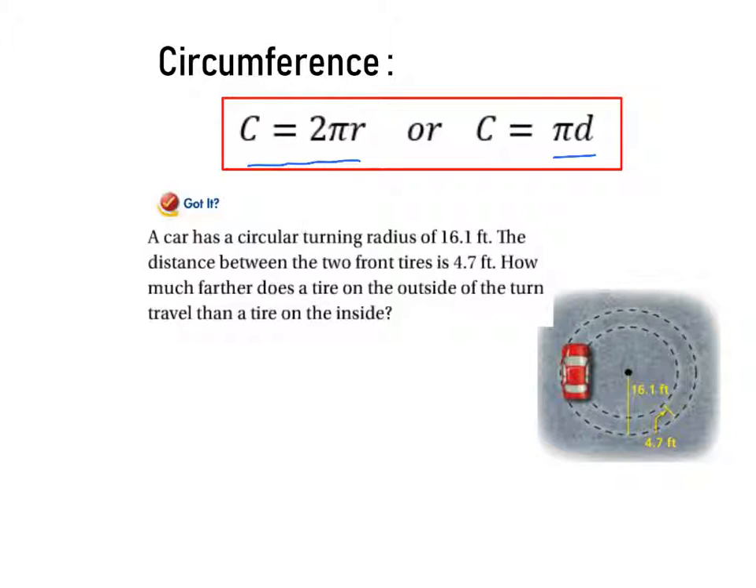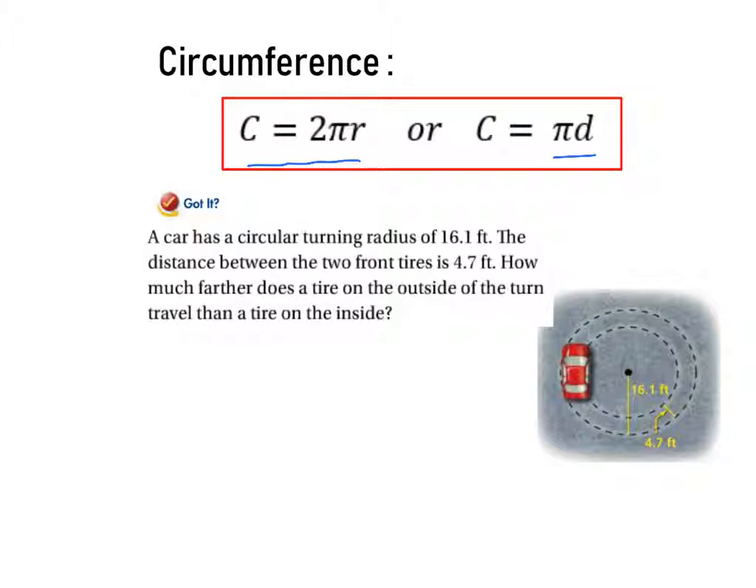This says that a car has a circular turning radius of 16.1 feet, and the distance between the two tires is 4.7 feet. How much farther does a tire on the outside of the turn travel than a tire on the inside? Okay, so you can probably think like on NASCAR, they probably wear out one set of tires more so than the other set because they travel farther.